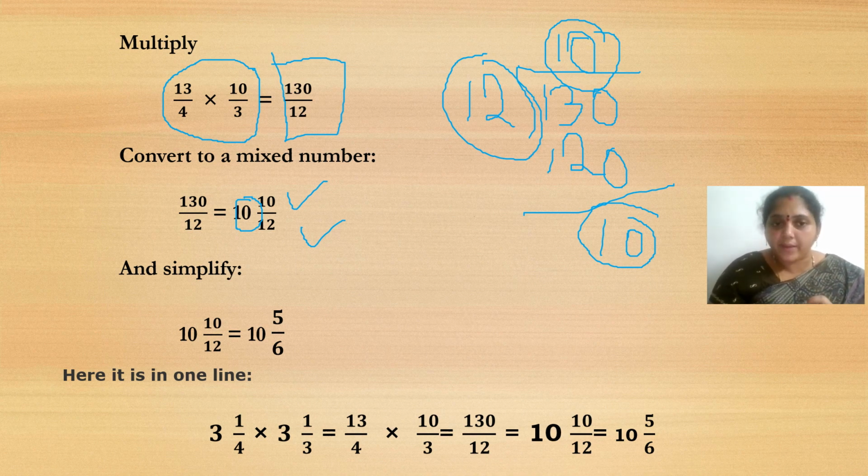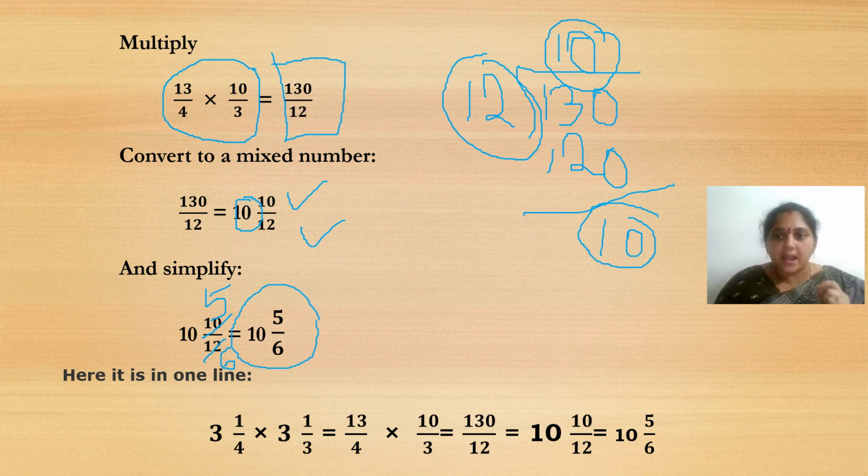Now you can simplify this, 10 and 12. Yes, you can simplify. In which table? You can divide by the table of 2. When you are dividing by 2, 2 5s are 10 and 2 6s are 12. Your final answer is 10 5 by 6.